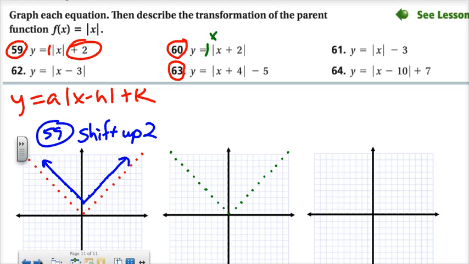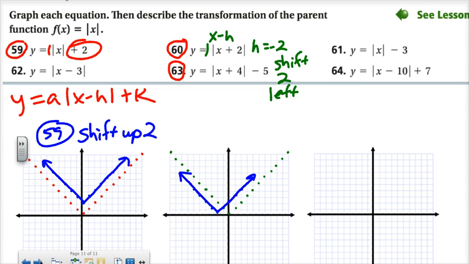But this time I have an h value and it's -2. And that means I'm going to have to shift this 2 to the left. And so we see the exact same graph, but it has just been shifted 2 units to the left. Number 63 has both an h and a k value. But again, our parent function is that perfect diagonal through first and third quadrant, and that's because the a value here is still a 1.